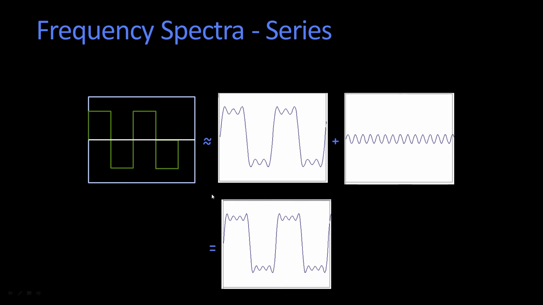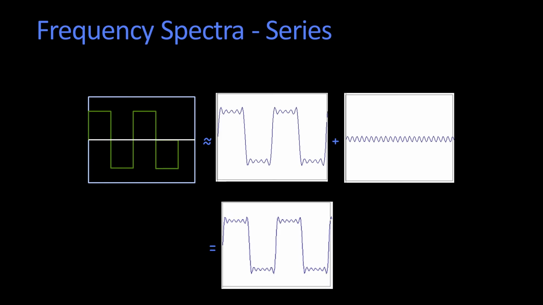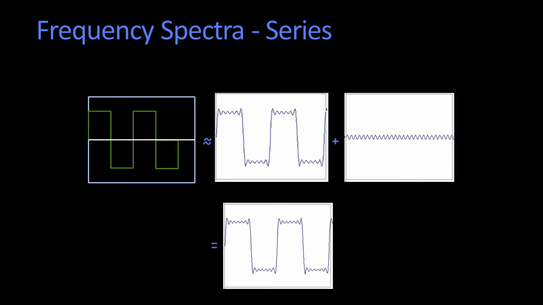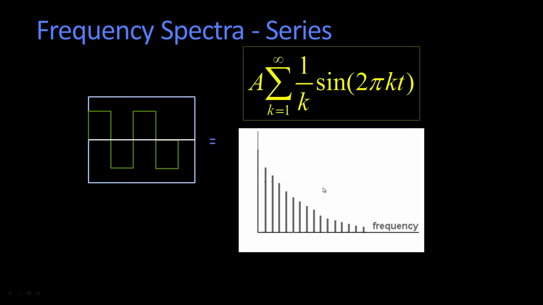And then I get to 7 times f, and what comes after 7? 9. And what you can see is that we're getting closer and closer to a perfect square wave. In fact, you can show that a square wave can be written as this infinite sum of these frequencies, and the amount of power you need goes down as the frequency increases.